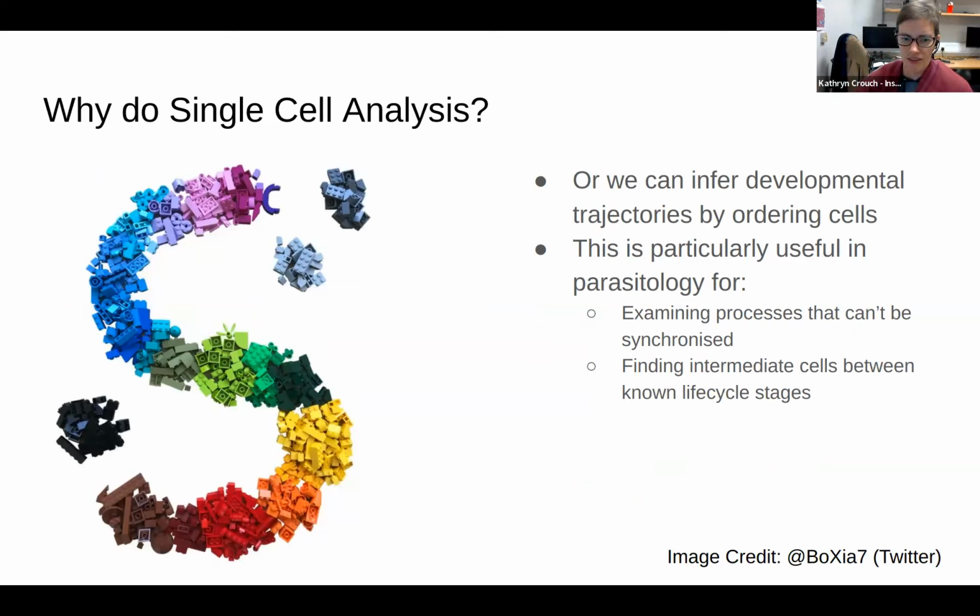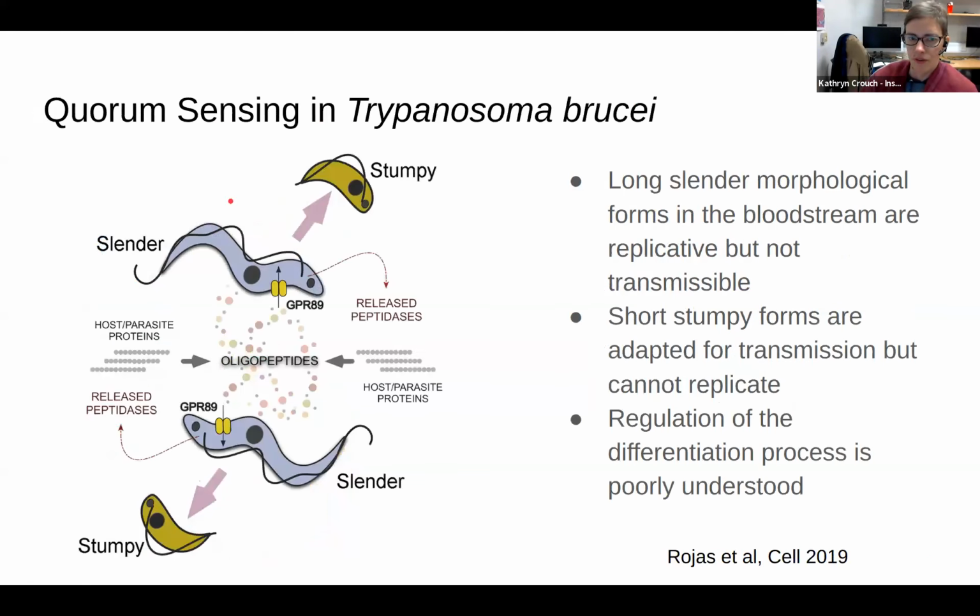So the data set I'm going to demo is using this trajectory inference strategy to explore the transition between slender stage and stumpy stage life cycle stages in Trypanosoma brucei. Just for those who are not familiar with this biology, Trypanosoma brucei is the parasite that causes African sleeping sickness.